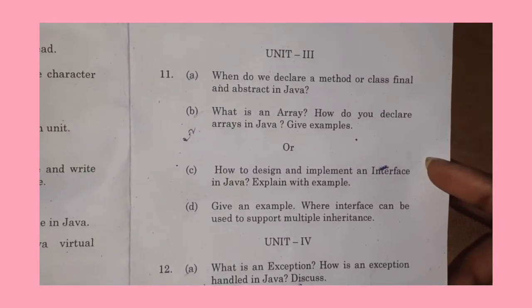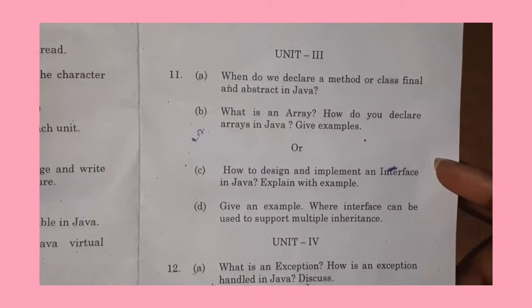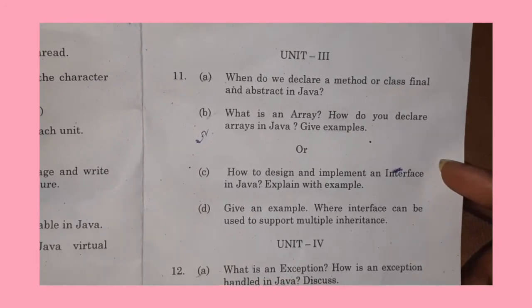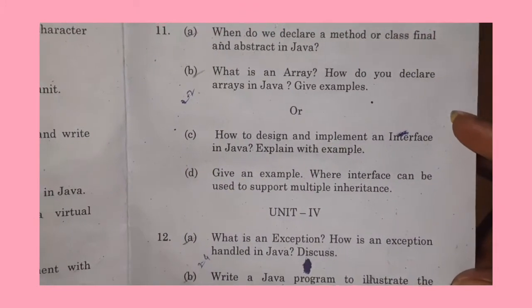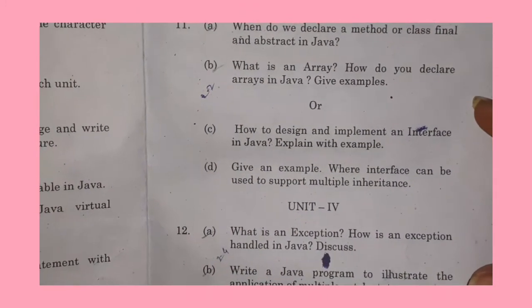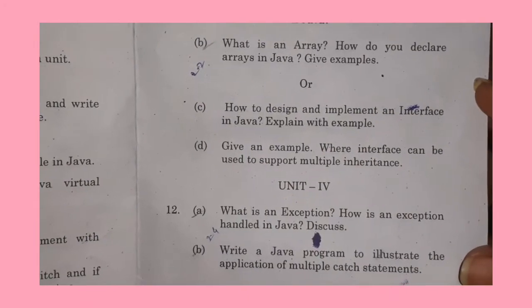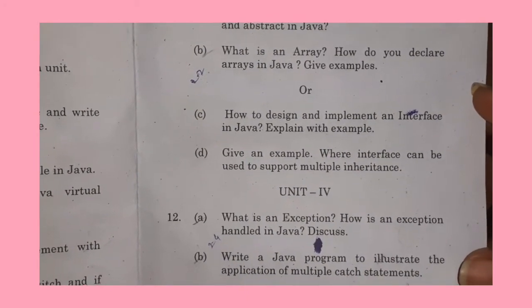11th question from third unit. When do we declare a method or class final and abstract in Java? What is an array? How do you declare arrays in Java? Give examples. Or how to design and implement an interface in Java? Explain with example. Give an example where interface can be used to support multiple inheritance.